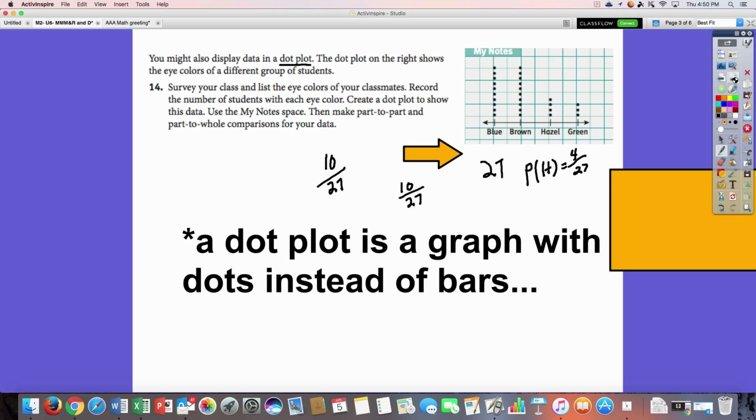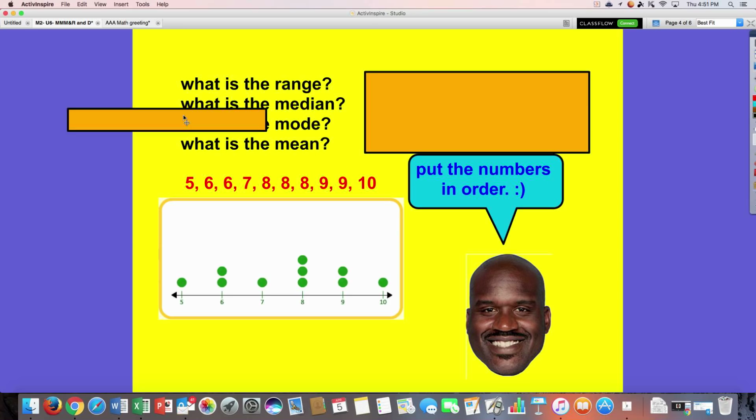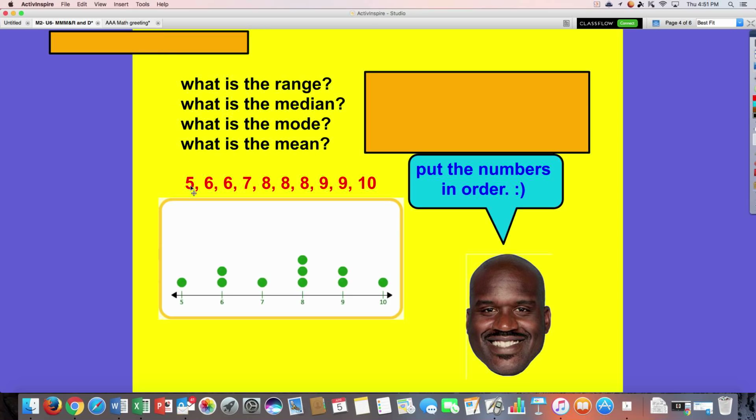Let's keep rolling. All right, let's do a sample. I got a little sample graph down here. And we're going to find out what's the range, what's the median, what's the mode, and what's the mean. Shaq says, put the numbers in order. We have a 5, a 6, a 6, a 7. I would write those down. It makes it so much easier. 5, 2 6s, a 7.